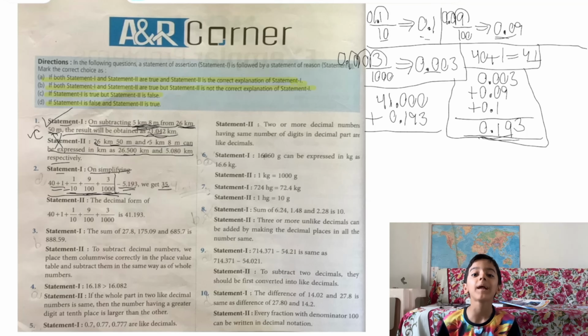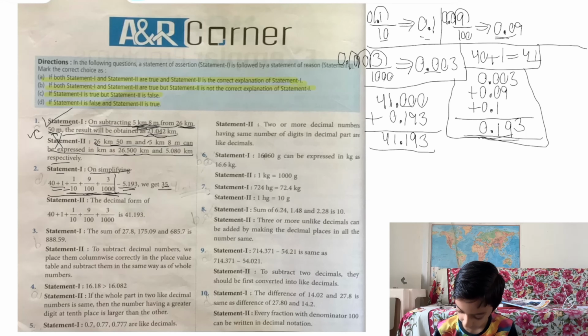Here 0 plus 3 is equal to 3. 0 plus 9 equal to 9. 0 plus 1 equal to 1. Point under point. 1 plus 0 is equal to 1. And 4 plus 0 is equal to 4. So when we add 41 and 0.193, the result is 41.193. Now from this result, we'll subtract 5.193. Let's subtract.